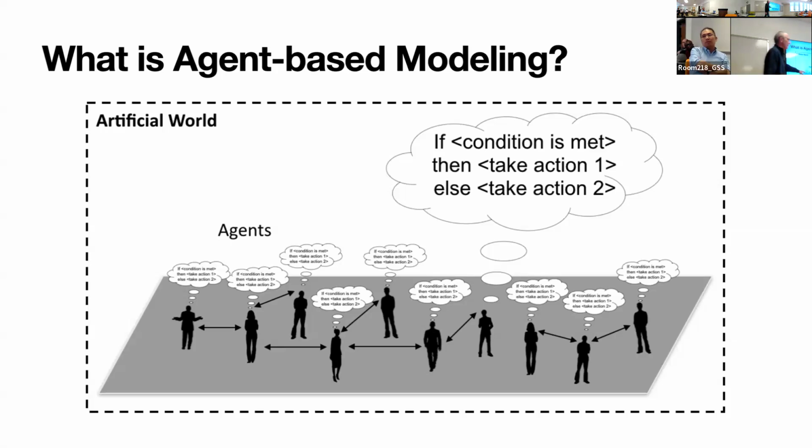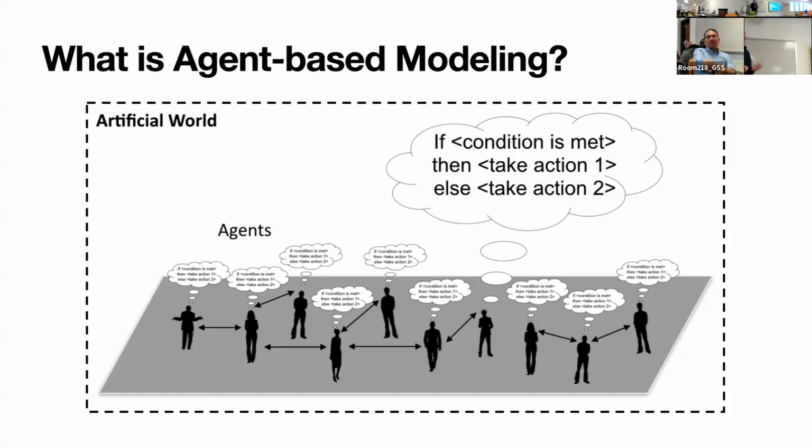These rules can be very simple if statements or else statements. If a certain condition is met, then take an action. Else, do something else. So, for example, if the fire alarm goes off, then leave the building. Else, stay here until I'm told to shut up. And we apply that to many agents and get them to do things like this.